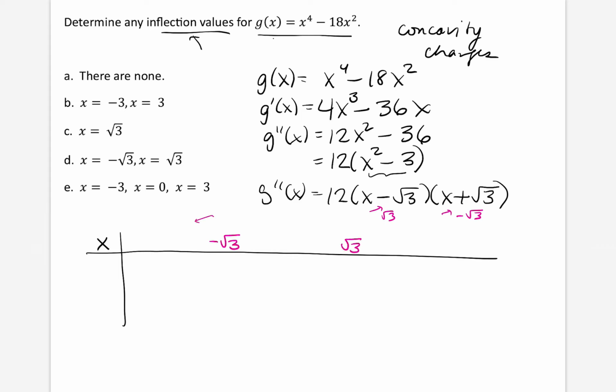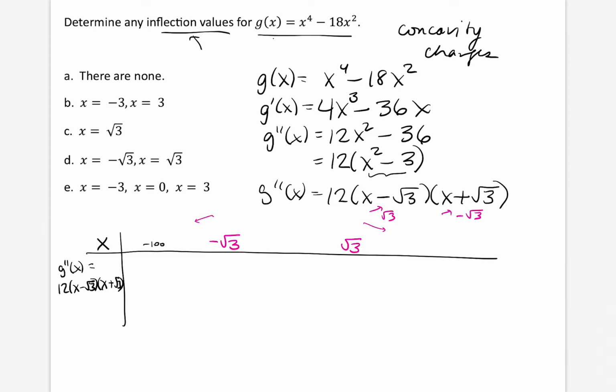We leave space on either side so that we can test values that are less than negative the square root of 3 and greater than the square root of 3. And here, let's put in our second derivative, which is 12 times x minus the square root of 3, x plus the square root of 3. Now let's test a value that's less than negative square root of 3, like negative 100.